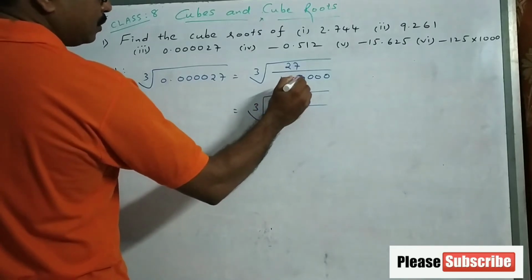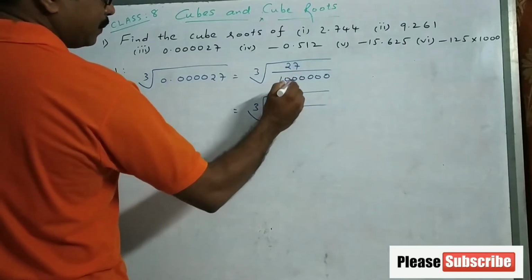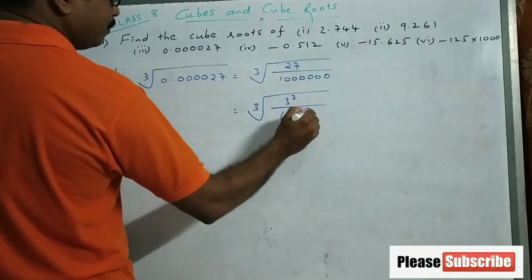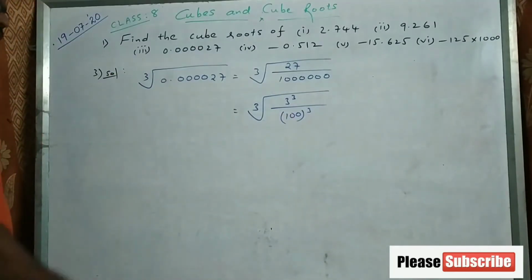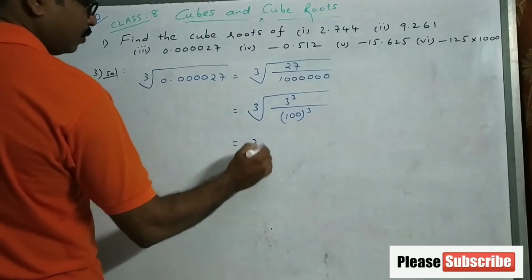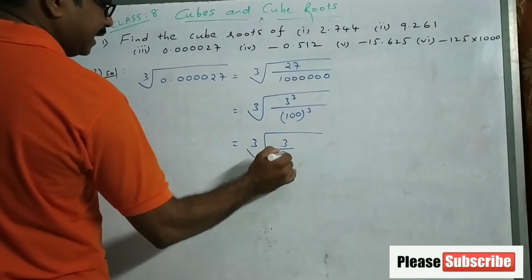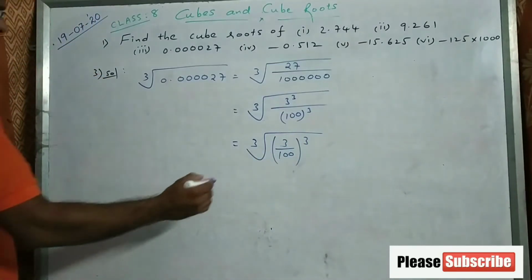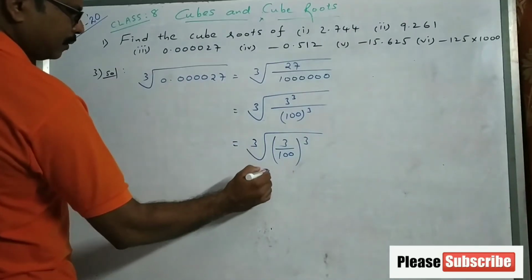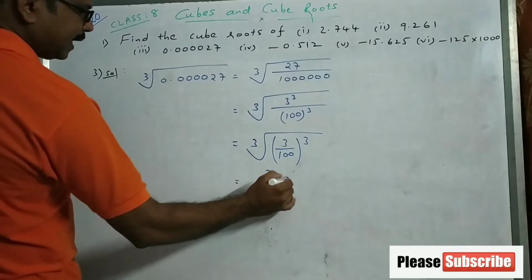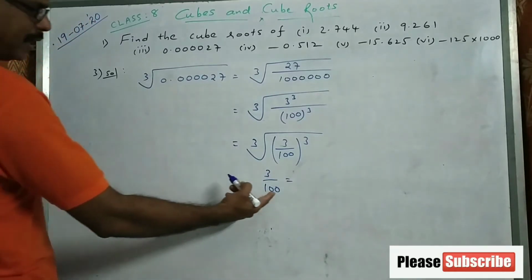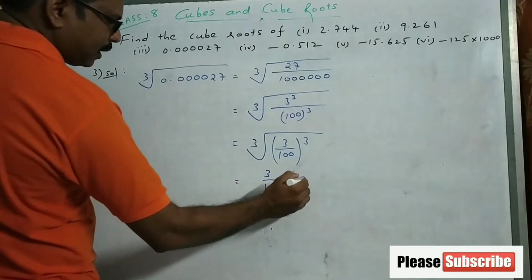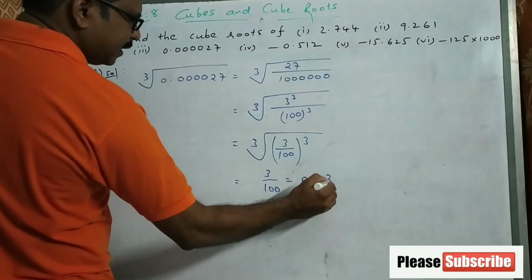So 1, 2, 3, 4, 5, 6. So 100 into 100 into 100, can I write 100 cube? Okay, 6 zeros. So the cube root of this I can write as 3 by 100 whole cube. Clear? Now cube root and cube get cancelled. 3 by 100. 1 is followed by 2 zeros here, so after that many digits you have to keep the decimal. So 0.03.